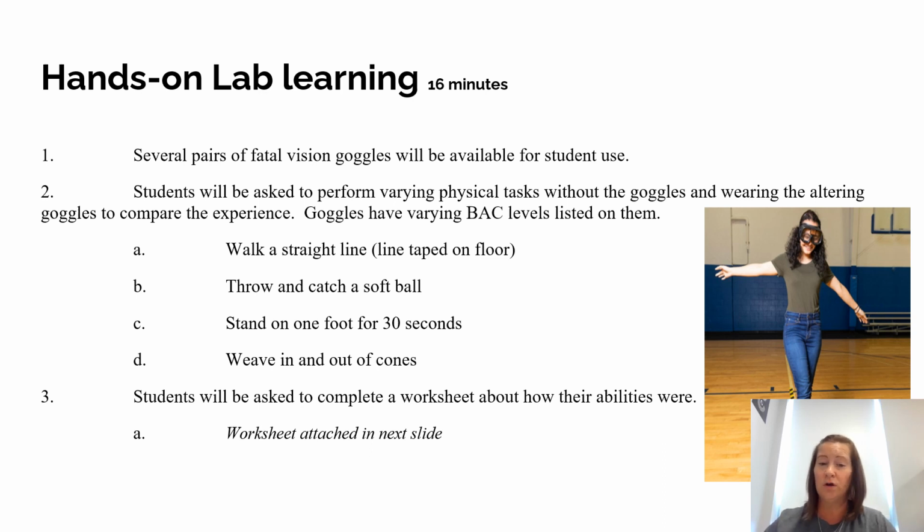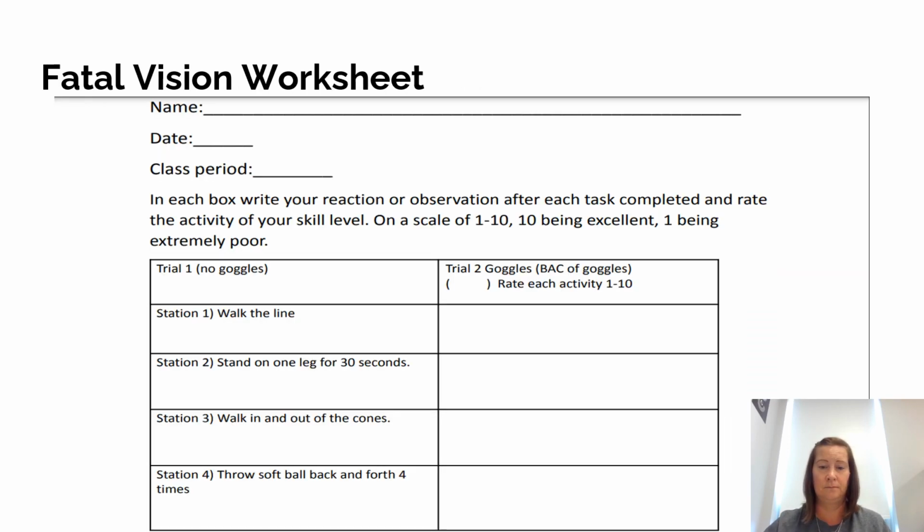They're asked to complete a worksheet about how their abilities were prior to the goggles and while wearing the goggles. On the next slide, there's an example of what this worksheet looks like. As you see here, we've got the trials with no goggles, and then the trials with the goggles. I asked them to identify what BAC of goggles they're wearing. They work with a partner or in small groups, and they complete these physical tasks. I will say the kids really enjoy this one.